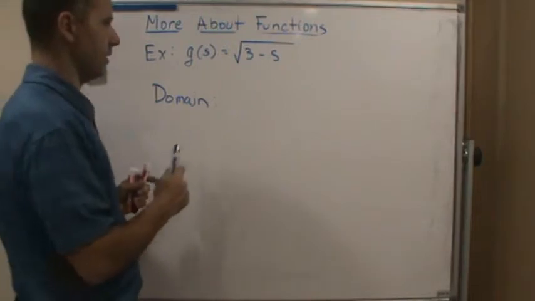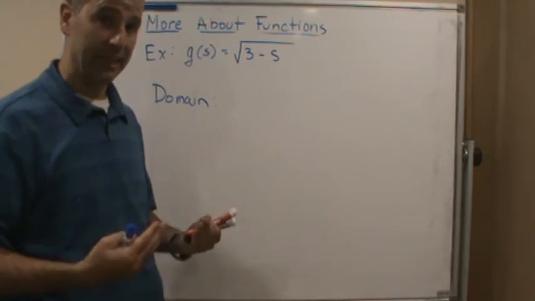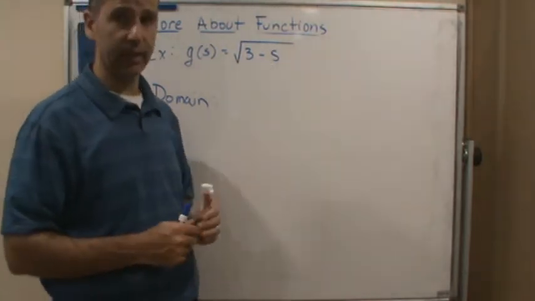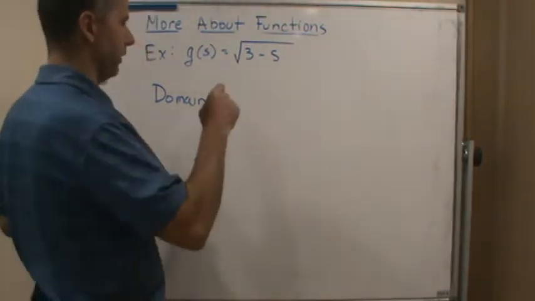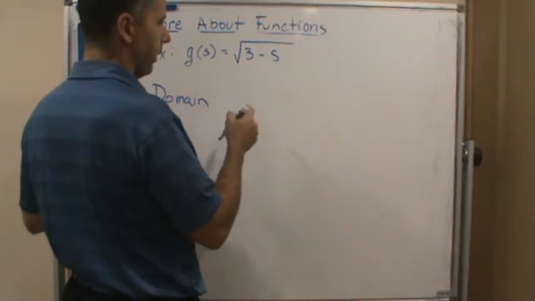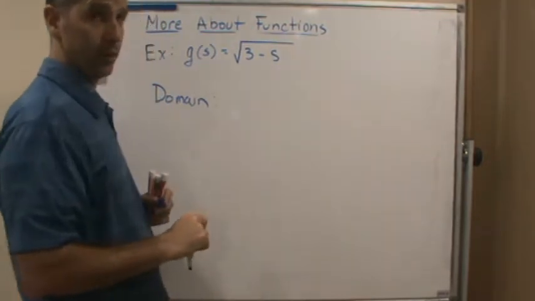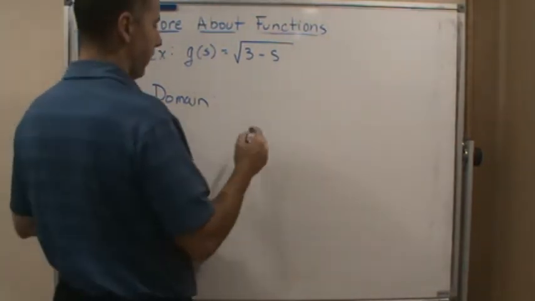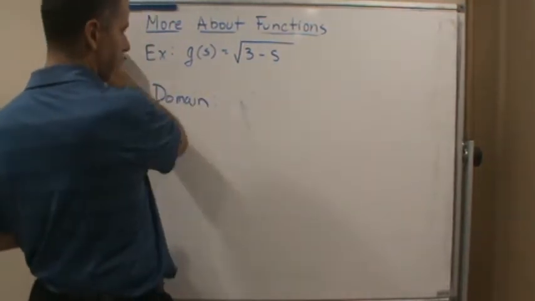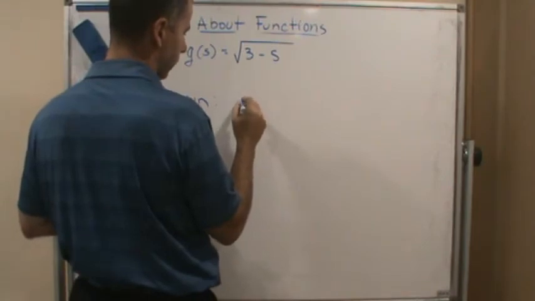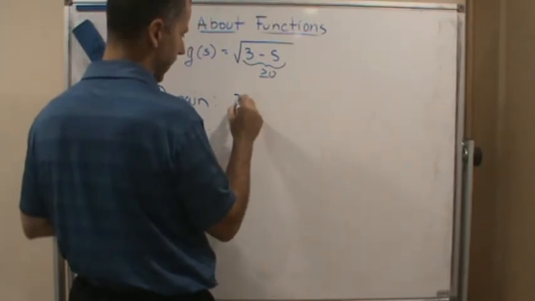Now, notice that this is a square root. So remember, square roots cannot be negative. You cannot take the square root of a negative number. Okay? So the radicand underneath cannot be negative. So the domain of this is restricted by this having to be greater than or equal to 0. So the value here has to be greater than or equal to 0. So let's do that.